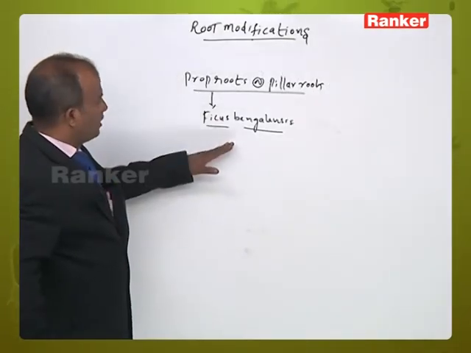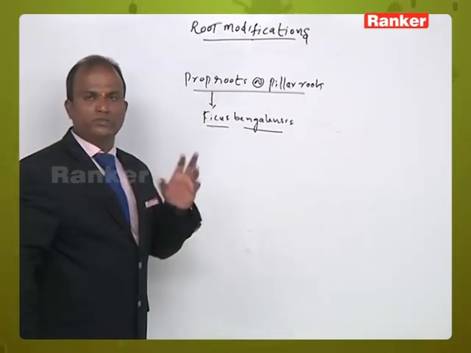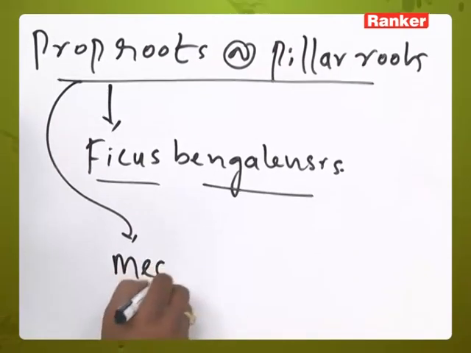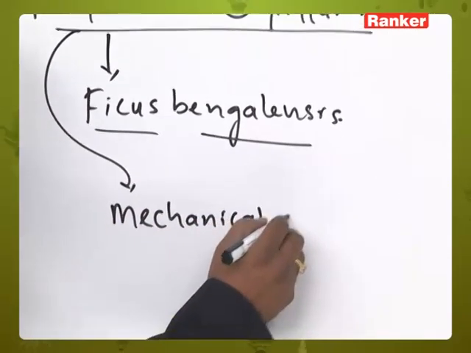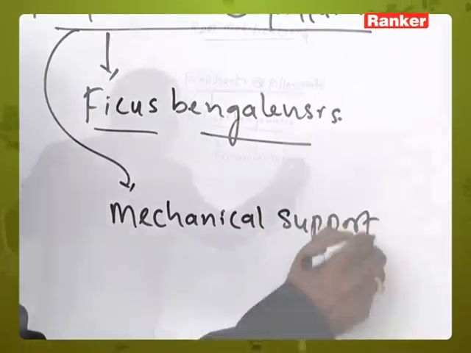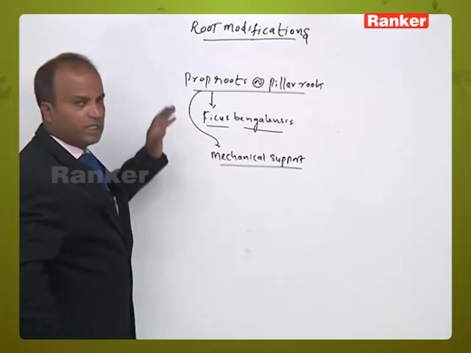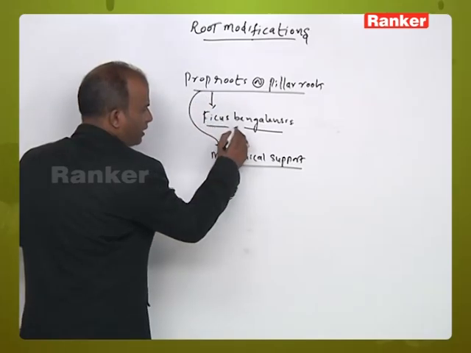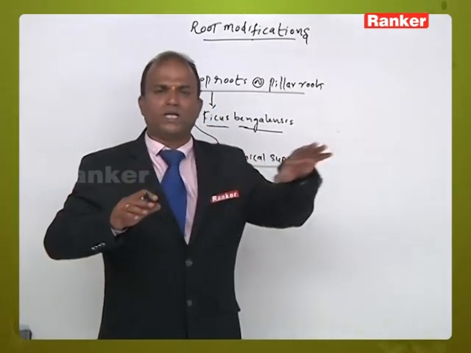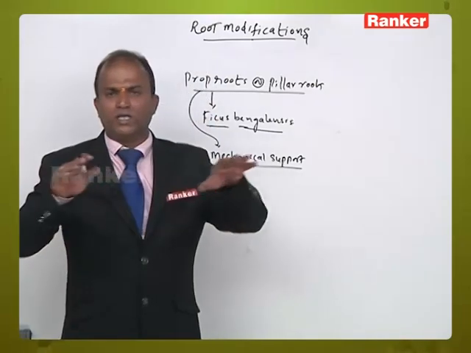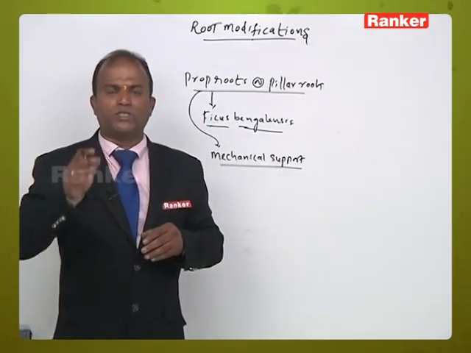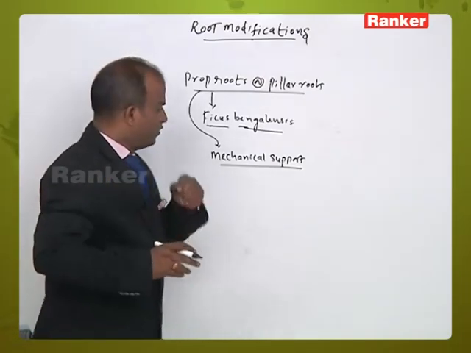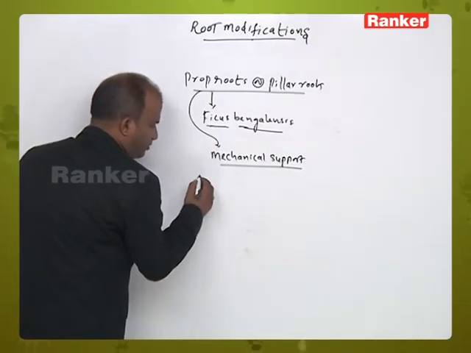In Ficus bengalensis, what do these prop roots or pillar roots do? They play an important role in mechanical support. Why? Because Ficus bengalensis shows long slender branches, and without any mechanical support they may break due to heavy wind. In order to protect themselves, these prop roots or pillar roots develop.